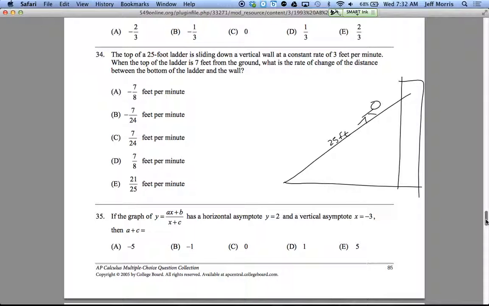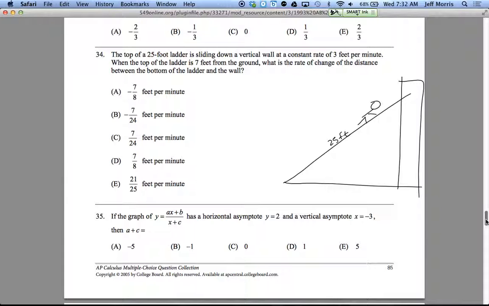If you get one like this, it's going to be very similar to the one last week that was a right triangle. It's going to be Pythagorean theorem again. Anytime you get a triangle, it's going to be Pythagorean theorem. So you got top of a 25-foot ladder sliding down a vertical wall at a constant rate of 3 feet per minute.